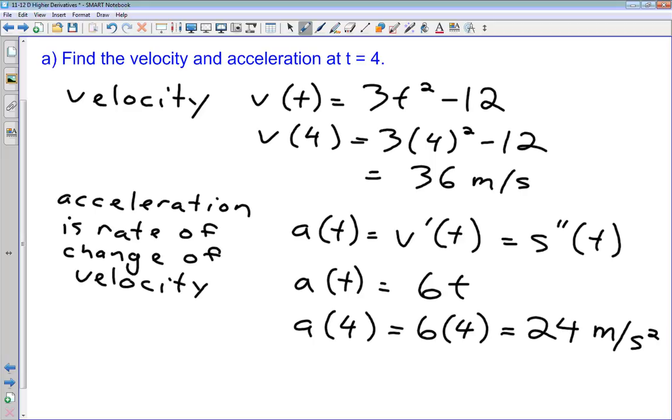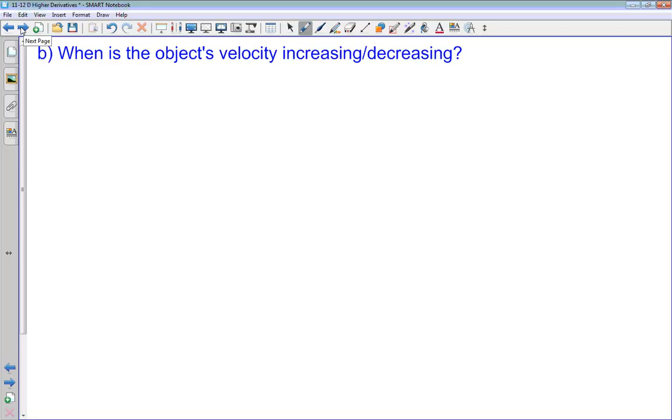Okay, next part of our question here. When is the object's velocity increasing, and when is the object's velocity decreasing? Well, this is similar to what we did yesterday when we had our position function, and we asked when is the position increasing and when is the position decreasing. We said position was increasing if it was moving to the right, position was decreasing if it was moving to the left. And we were able to check that by looking at whether our velocity was positive or negative. For velocity, we can do the same sort of thing by looking at the sign of our acceleration.